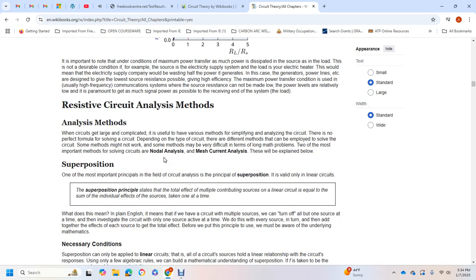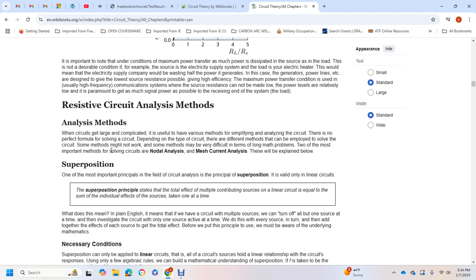Analysis methods. If the circuit is large and complicated, there are various methods of simplifying and analyzing circuits, but there is no perfect formula for solving them. Depending on the type of circuit, a different method can be employed to solve it, and some of the methods might not work. Some methods will be very difficult in terms of long math. The two most important methods to solve circuits are nodal analysis and mesh current analysis, which will be explained later.